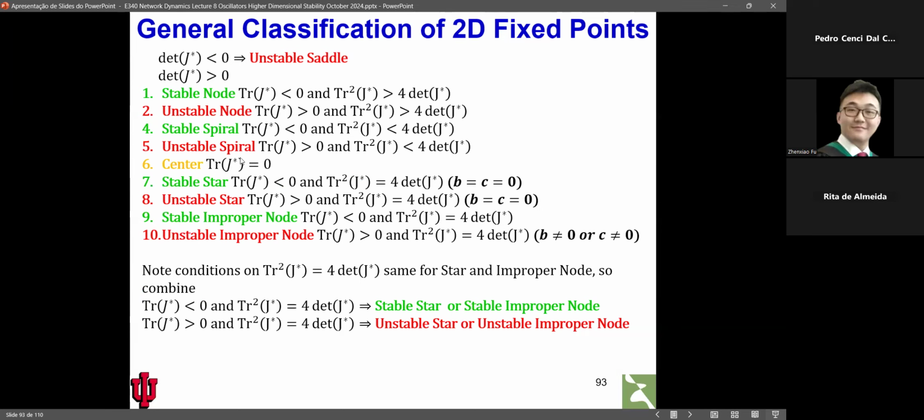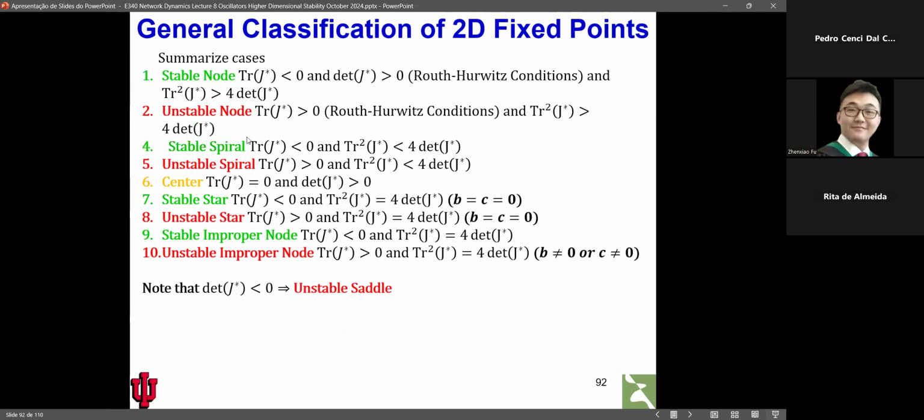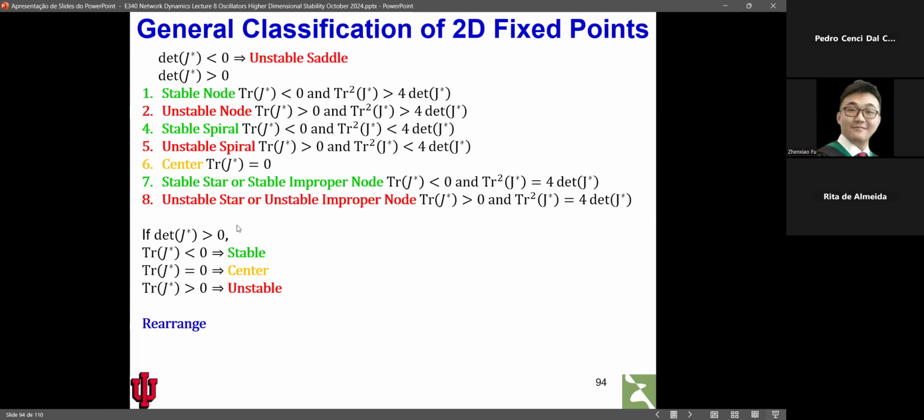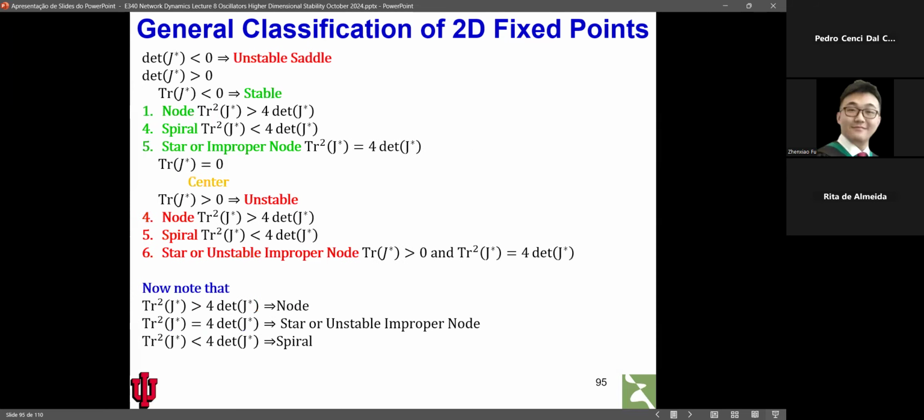I recommend that you really read carefully and understand. It is an exercise: okay, it's a stable node, then I have to do this, and this. Because, come on, really, there are 10 different stable points. It's much better to understand what each part is doing than really memorizing everything.